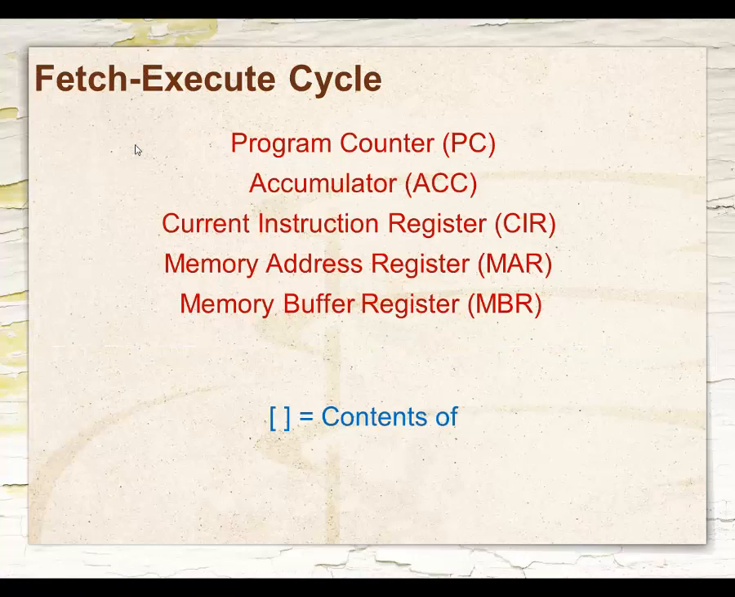Okay, here are some components that you need to know when we're looking at what we call the fetch execute cycle: the program counter, the accumulator, and the current instruction register. We've already talked about all of these earlier. Please note, and this is really important, if you see square brackets, it does not mean I'm talking about the program counter or the accumulator. I'm talking about the contents of those areas, what they are currently storing.